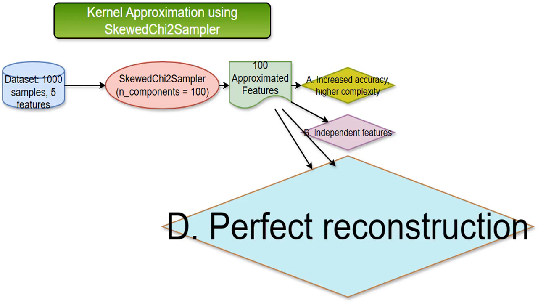SkewedChi2Sampler. The new features will not perfectly recreate the original data's relationships. It's an approximation, similar to summarizing a movie plot versus watching the entire movie.